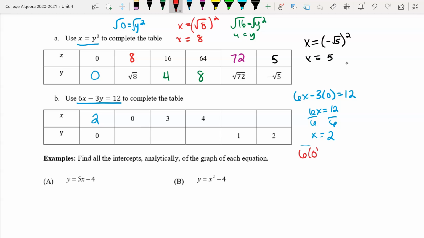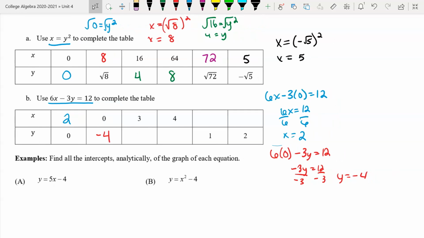6 times 0, because I give you the x this time, minus 3y equals 12. Negative 3y equals 12. Divide by negative 3. Y is negative 4. So you're just completing the table. All right, as you keep going, you kind of start to see more and more patterns. But the big thing is just know that you can plug it in and solve it.